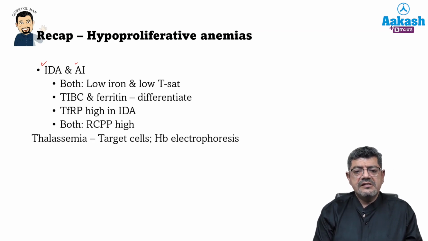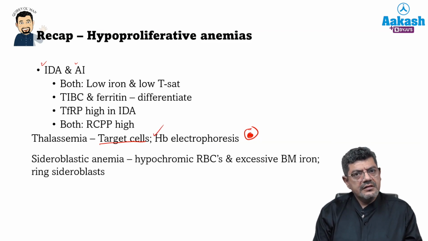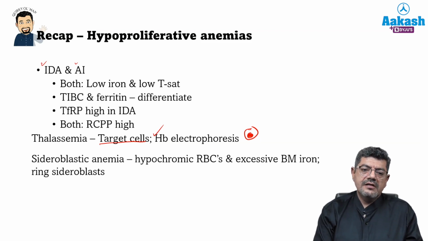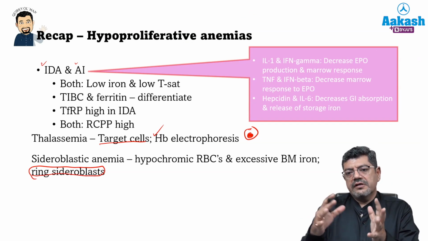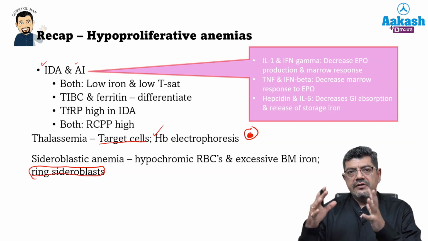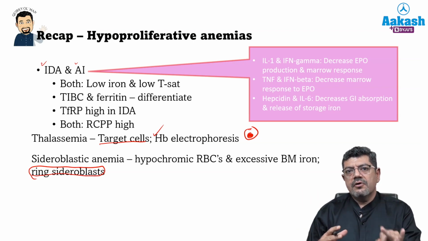Then we discussed thalassemia. You'll see target cells on the peripheral smear. You know what target cells look like, with a zone of intermediate pallor. This is what a target cell will look like, and you make that diagnosis on hemoglobin electrophoresis. Sideroblastic anemia: the combination of hypochromic RBCs on peripheral smear and ring sideroblasts, which reflect excessive bone marrow iron on a bone marrow aspirate, right? And we discussed the pathophysiology, what the various cytokines are, what they act through, and that they reduce the release of erythropoietin, the response of the marrow to erythropoietin, GI iron absorption, and release of iron from stores to the bone marrow, right? That is that, right?